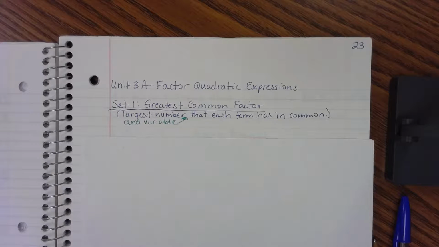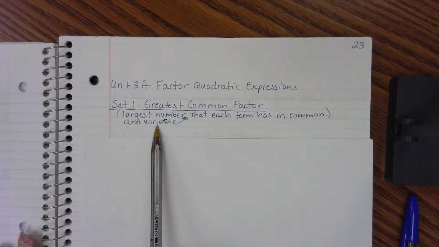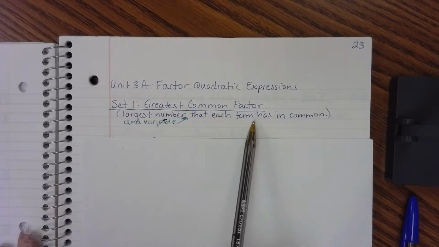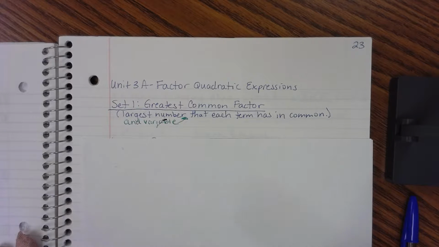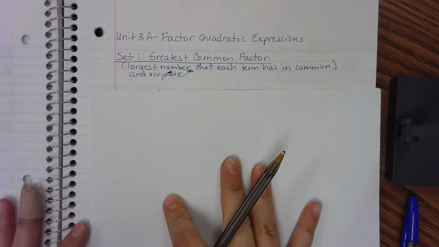We're going to take a look at a couple of different types of factoring. The first is going to be factoring the greatest common factor. The greatest common factor is the largest number or variable that each term has in common. You will see mine already worked out, and I will explain each of the problems as I go through them.